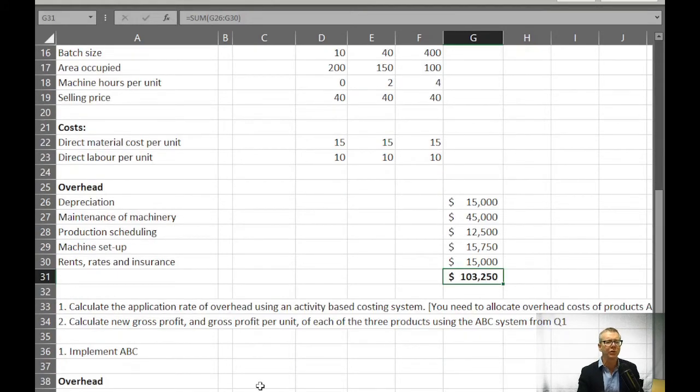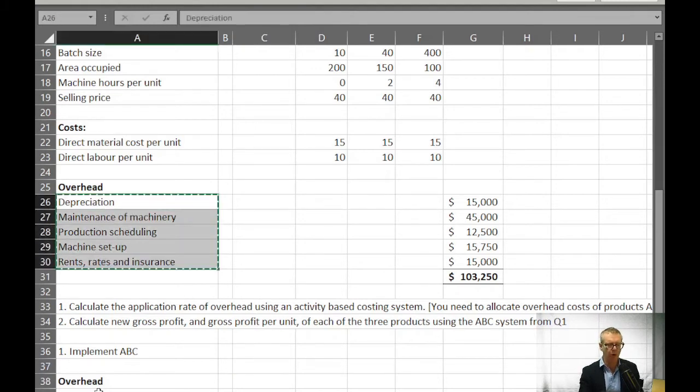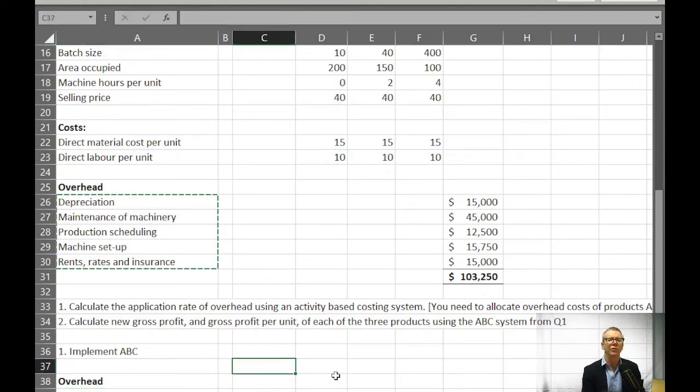So the first thing we're going to be thinking about is, what are the various cost drivers that are going to cause variation in these overhead costs? So the overhead costs that we've got, I'll just copy those down here. That's the depreciation, maintenance, production, machine setup, and so on. So the first thing that we want is our cost drivers. We're then going to be thinking about, given those cost drivers, what's going to be the overhead costs that we're actually going to be applying?